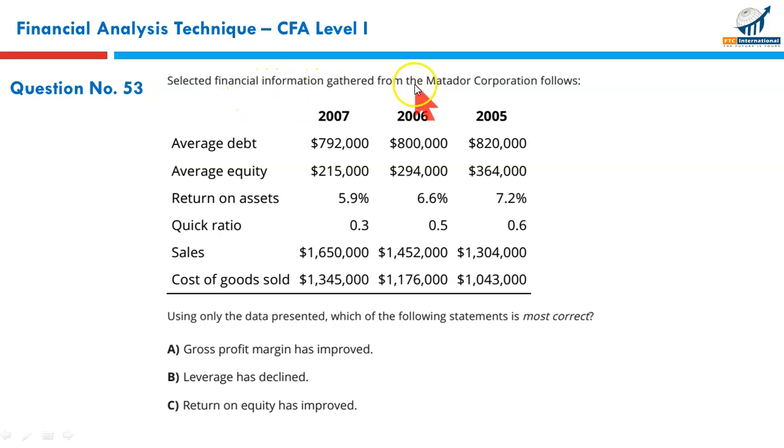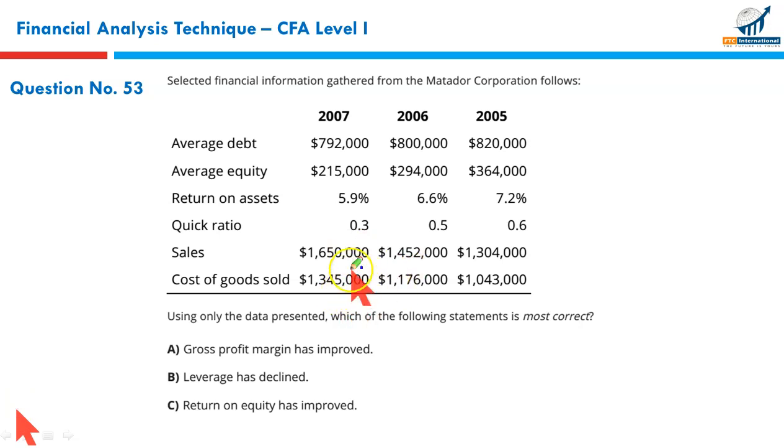Selected financial information gathered from Matador Corporation is as follows. We have been given the average debt, equity, return on asset, quick ratio, sales, cost of goods sold, what is needed. Using only the data presented, which of the following statements is most correct? Gross profit margin has improved. There is no way, we will have to calculate.